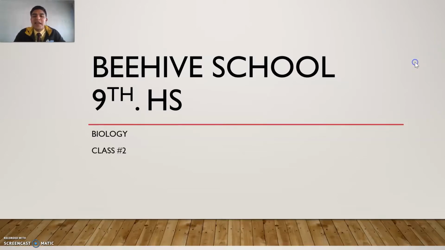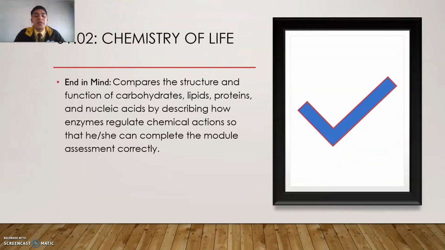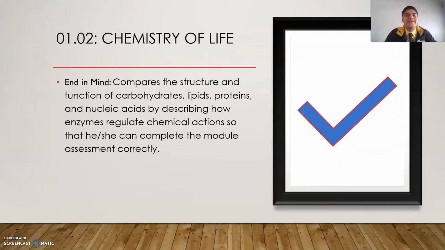Let's start with our presentation and let me show you our topic and learning objective for today. Our topic is 1.02 Chemistry of Life, and the objective is the following: compares the structure and functions of carbohydrates, lipids, proteins, and nucleic acids by describing how enzymes regulate chemical reactions so that he or she can complete the module assessment correctly.